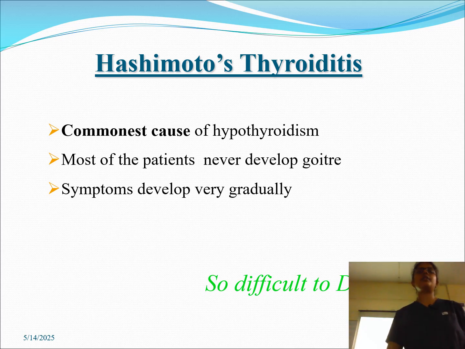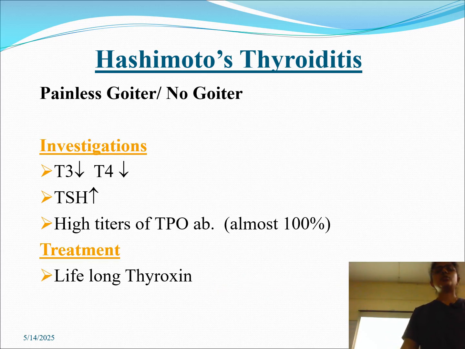So this is a difficult case to diagnose. You can see painless goiter or no goiter. In the investigations, TSH is increased, T3 and T4 are decreased, and you see TPO antibodies in high titers. In almost all cases of hypothyroidism due to Hashimoto's thyroiditis, you see TPO antibodies, and the treatment you give is lifelong thyroxine.